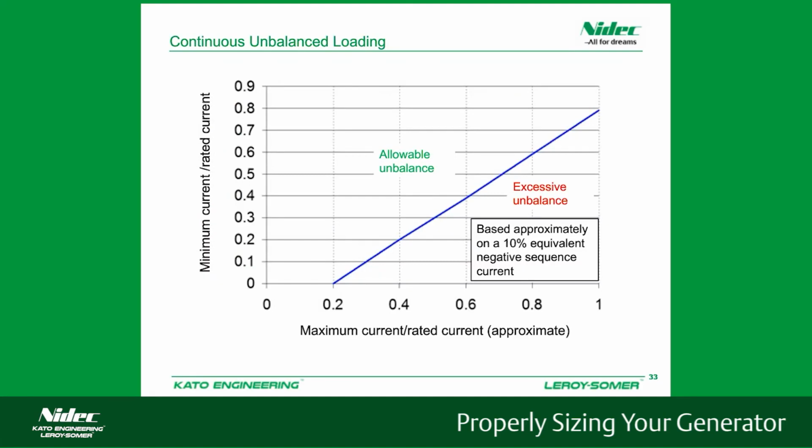For continuous unbalanced loading, we have the same thing, and we can see that across the bottom we have the maximum current rated, and we have the minimum current rated for a separate load. So if we have 100% of rated current on one phase, then we can handle down to about 75% or 79% on another phase, and that changes depending on the load. So if you have that unbalanced, we may need to oversize the generator accordingly.